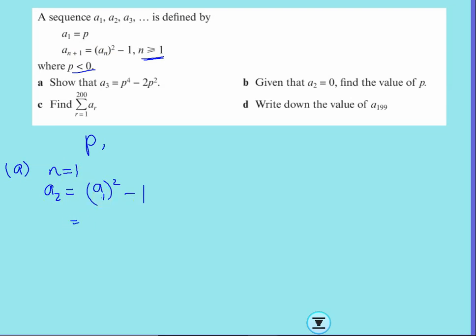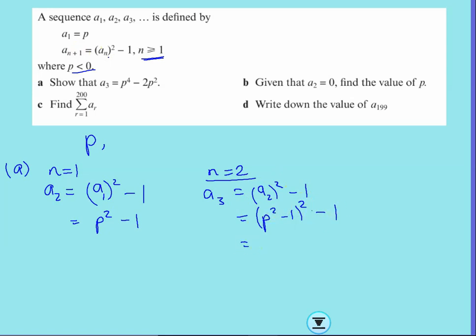Now the first term is p. So the second term is p squared, take away 1. Now when n is 2, we're going to get the third term, putting 2 in here. When n is 2, we've got the second term, all being squared, take away 1. The second term was p squared, take away 1. And that's being squared, and then we take away 1. So we're going to multiply this bracket out.